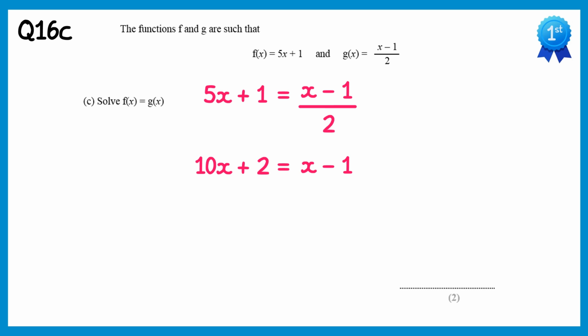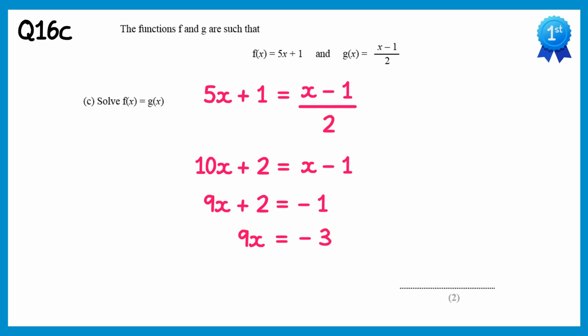We can then take away x from both sides. If you take away x from the left, you get 9x plus 2. Take it away from the right, you get negative 1. You can then take away 2 from both sides. Take away 2 from the left, you get 9x, because the 2's cancel, and then take away 2 from the right, you get negative 3.